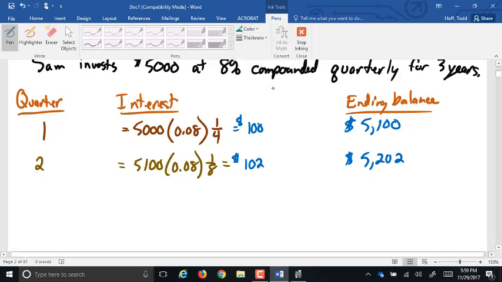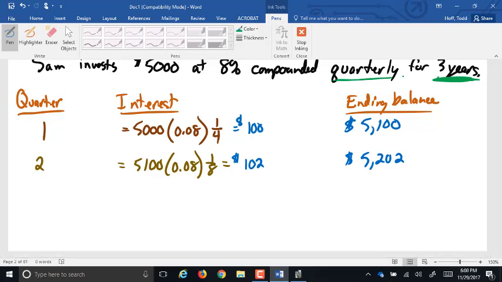How many times are we going to have to do this to make it to the end of 3 years? 12. Quarterly means 4 times a year. So for 3 years, that'd be 12 times. I don't know about you, but I don't want to do this 12 times. So it's time to look for a shortcut.